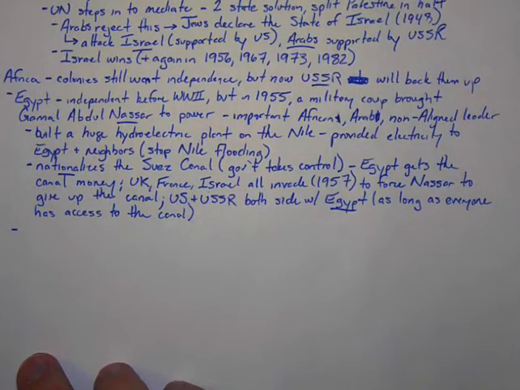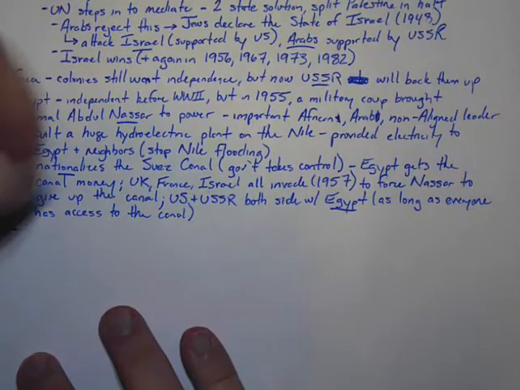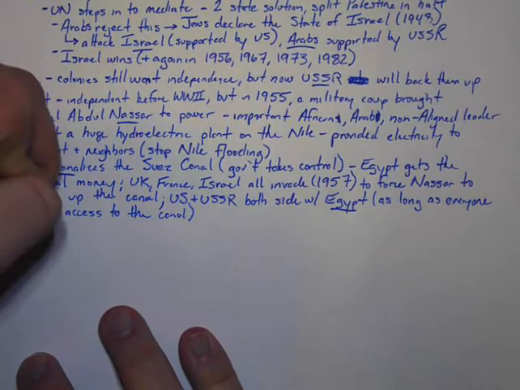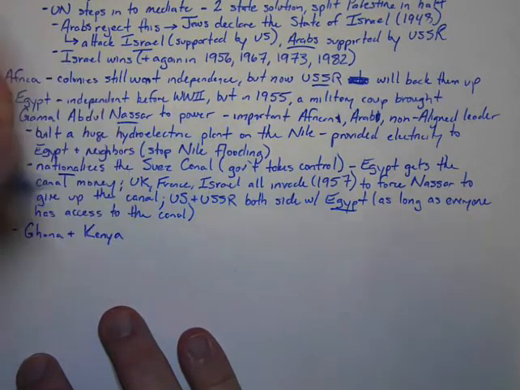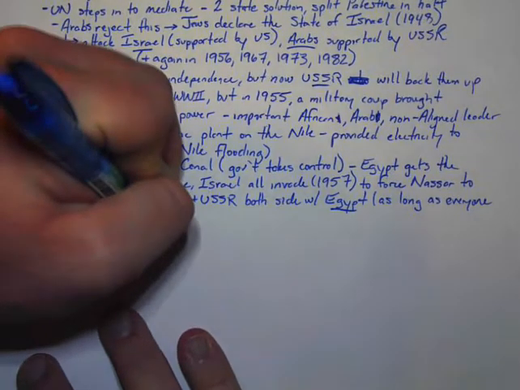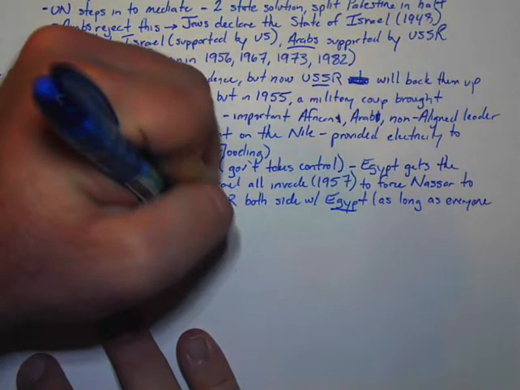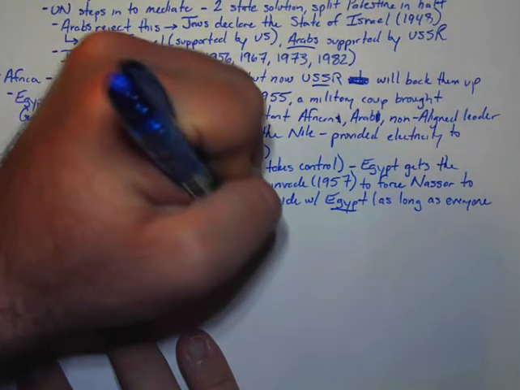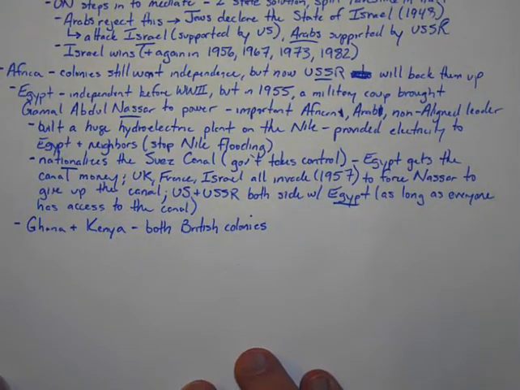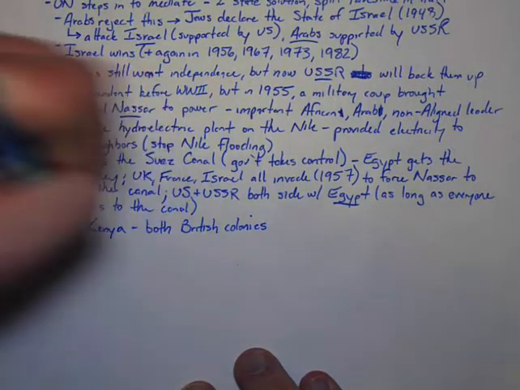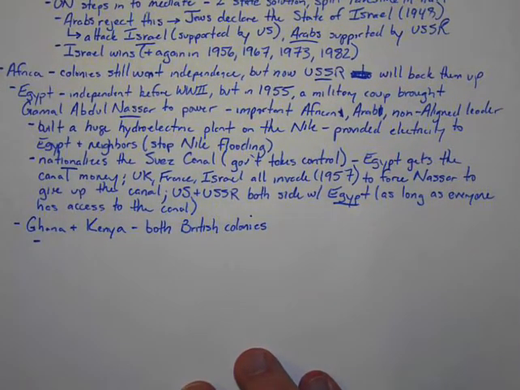The next two places we're going to look at, we're going to do simultaneously. We're going to compare them. So we're going to compare here Ghana and Kenya. These are both British colonies. But Ghana's situation is going to be very different than what happens in Kenya.